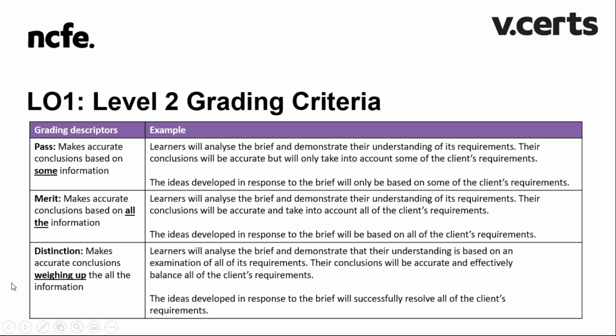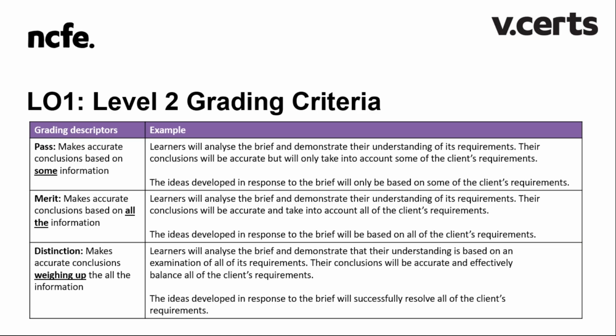And then just a note on distinction here. So for a pass, it could be some information from that brief. It would have to be relevant information there. A merit would be looking for all of the information. So it's really important that the assessor, when they're writing the brief, doesn't overload the learners with too much information, because for a merit they have to use all the information. But there also shouldn't be very limited information, to support the student to be able to use that brief effectively.